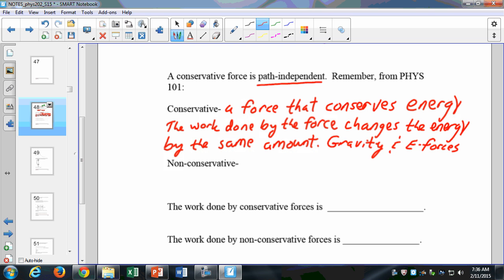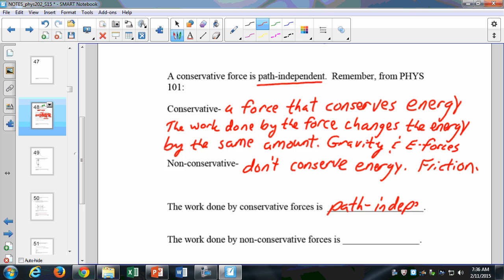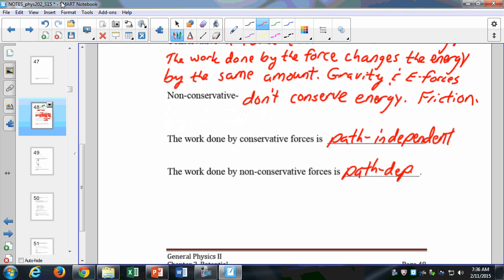And then non-conservative forces don't conserve energy. And friction is a good example. The work done by conservative forces is path independent. And the work done by non-conservative forces is path dependent. We've seen all this before, so hopefully this is sort of jogging your memory about this.